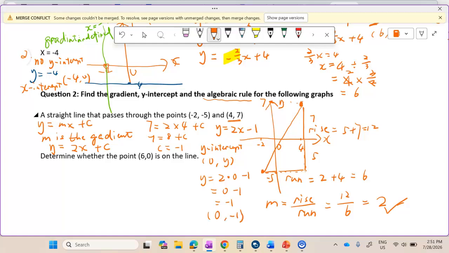Okay, it's a bit tricky. So if you ever feel confused, please jot this down and make sure you bring the question to me when you get back to school.